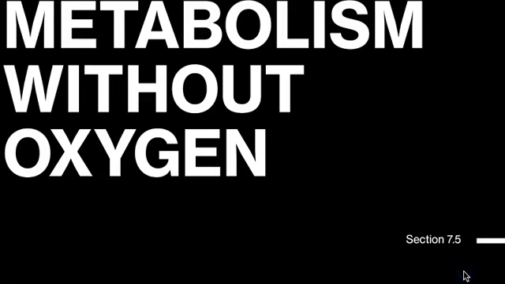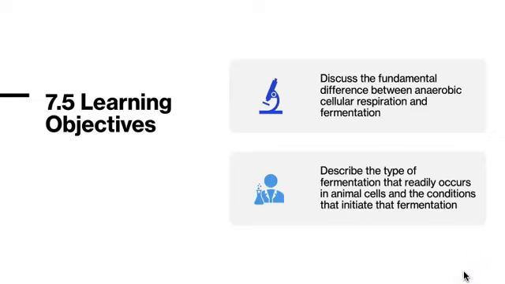Part 1 was lectured on in person, so we are going to start with Section 7.5 on metabolism without oxygen. Our learning objectives here are to discuss the fundamental difference between anaerobic cellular respiration and fermentation, and describe the type of fermentation that readily occurs in animal cells and the conditions that initiate that fermentation.